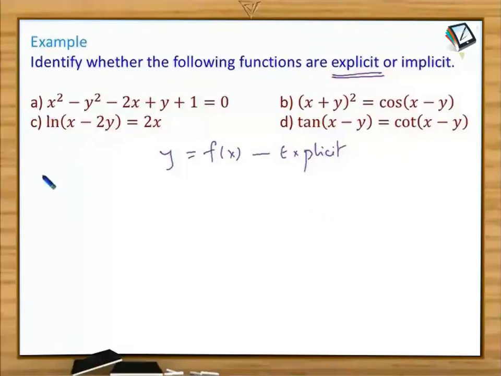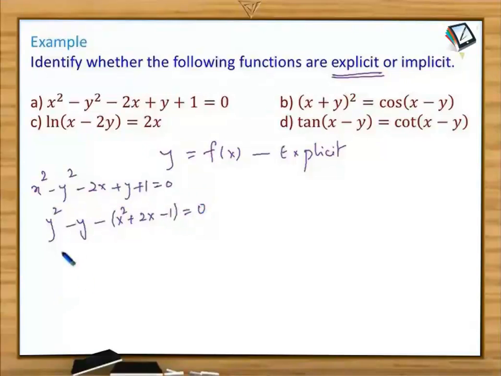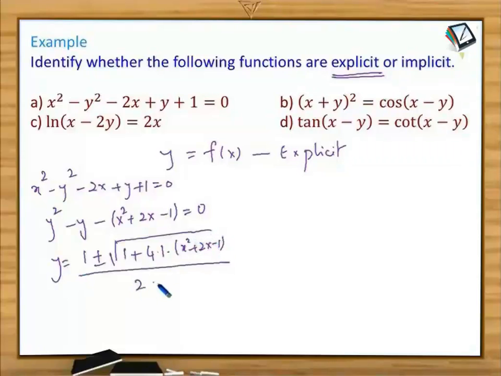Now let us see the first function: x square minus y square minus 2x plus y plus 1 is 0. Can I treat this as y square minus y minus x square plus 2x minus 1 equal to 0? Now, does this appear like a quadratic function of y? Then the roots of y become minus b plus or minus root of b square minus 4ac, over 2a, where c is minus x square plus 2x minus 1.